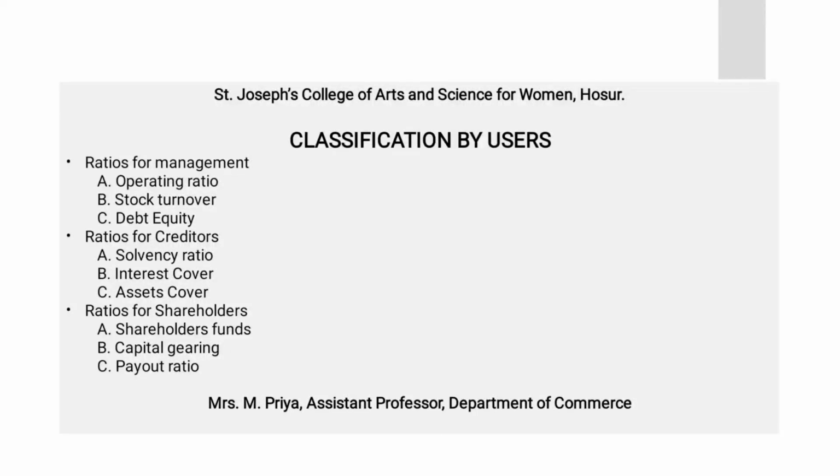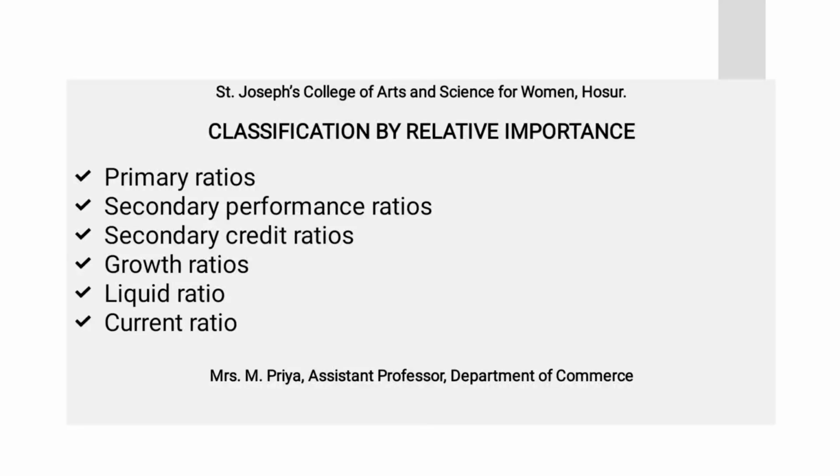The classifications by uses relate to ratios for management, ratios for creditors, and ratios for the shareholders. The ratios for management are like operating ratio, stock turnover ratio, and debt equity ratio. Ratios for the creditors are like solvency ratios, interest coverage ratios, and assets coverage ratios. Ratios for shareholders are like shareholders funds, capital gearing, and payout ratios.